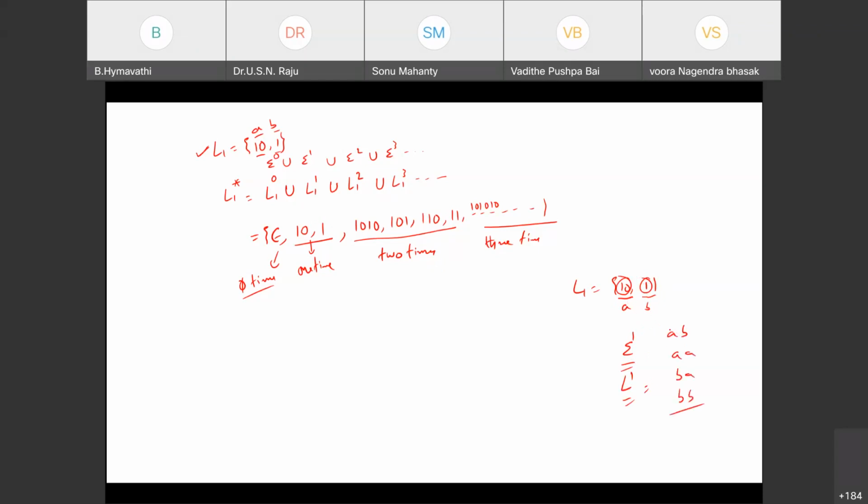Then accordingly, if you write AB, we got 101. If you write AA, we got 1010. If you write BA, 110, and BB, 11. Because of that, we got this.